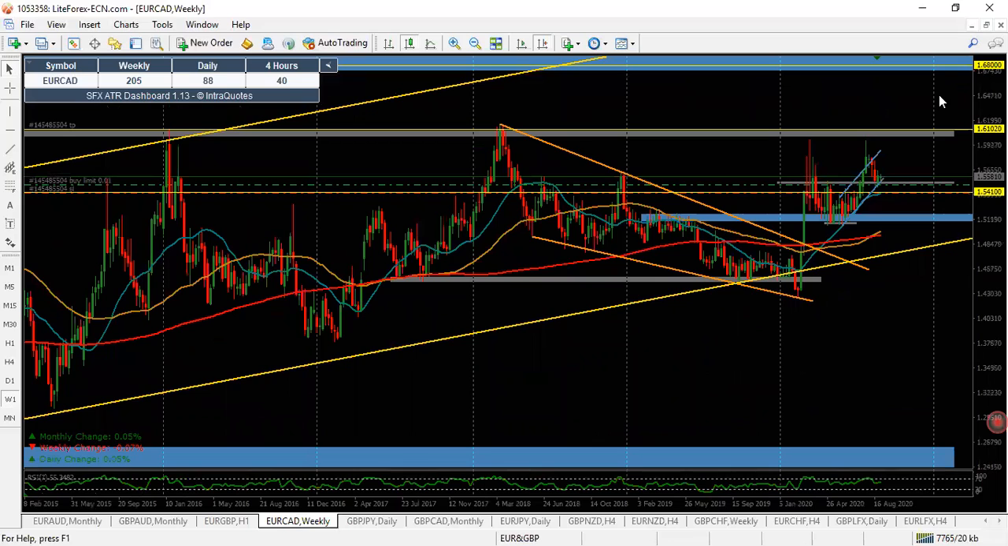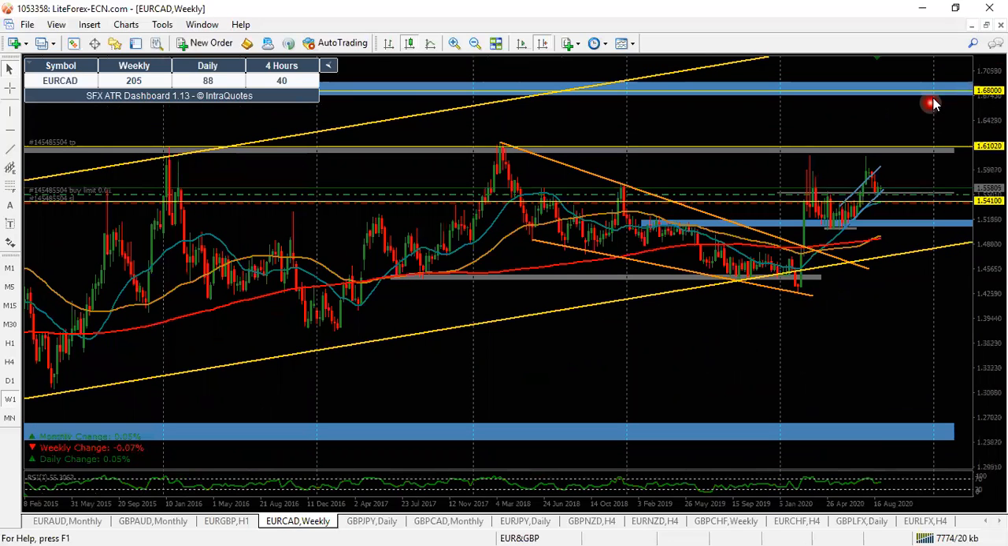So definitely we can expect this to come into testing the 1.68 in the near term before the end of the year. I expect this to come into testing this zone before the end of the year. Looking at the risk, this will be very awesome if I'm to take a swing trade here. I'm going to be risking 471 pips and targeting 1,300 pips. That will be a very awesome and classic trade to take.